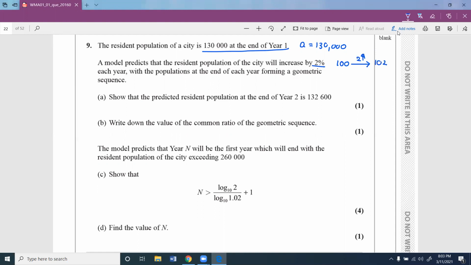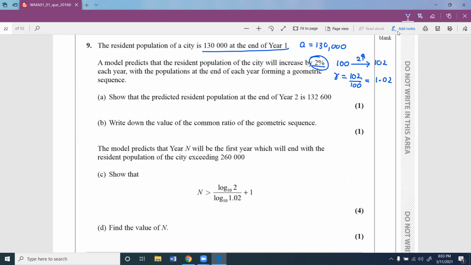With this, you can write the common ratio 102 divided by 100. This is the way of identifying the common ratio for a geometric progression with a percentage increment of 2%. If it is decreased by 2%, how do you write it? 100, this is 2, decrease is 98. Therefore, 98 divided by 100, right?